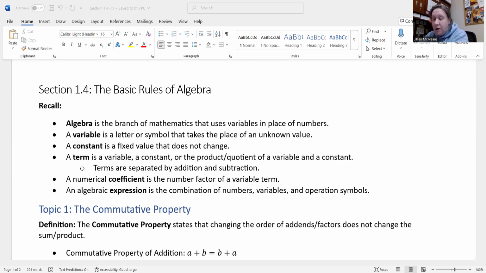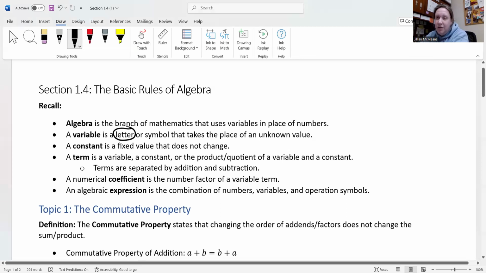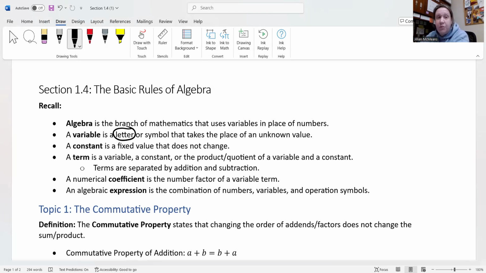So first of all, algebra is the branch of mathematics that uses variables in place of numbers. So those variables act as placeholders. And if you don't remember, a variable is a letter or symbol that takes the place of some unknown value. So for us, we're typically going to deal with letters. In higher level mathematics, you could see symbols, like the Greek alphabet, for example. But for us, we're just going to use regular old letters. So think x's and y's for the most part.